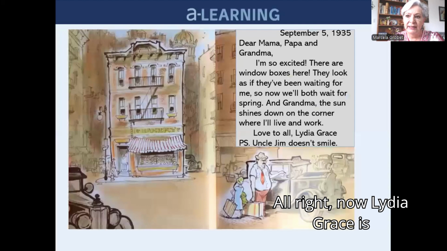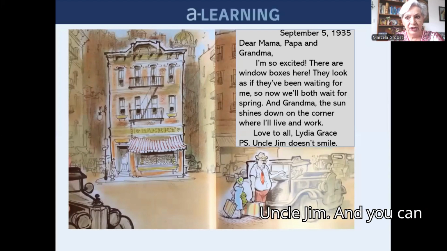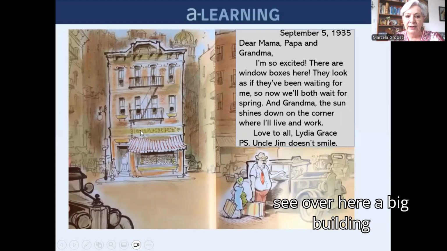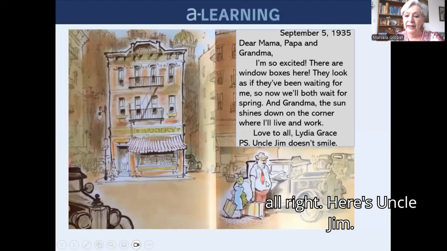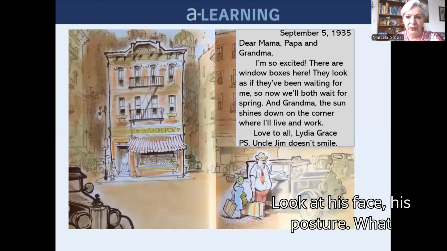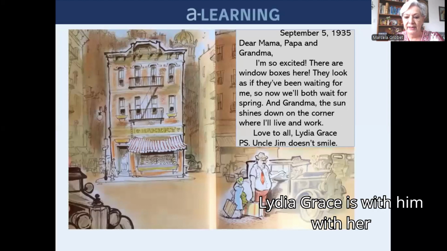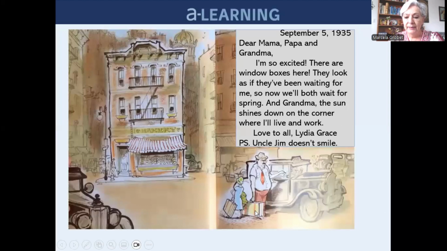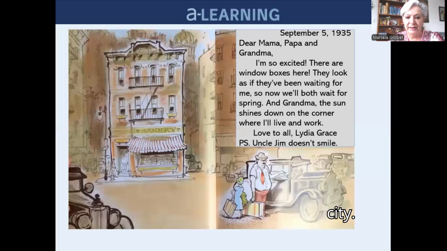All right, now Lydia Grace is in a city. She has arrived with Uncle Jim, and you can see over here a big building with a bakery in the bottom on the ground floor. Yes. All right. Here's Uncle Jim. Look at his face, his posture. What kind of person do you think he is? Lydia Grace is with him, with his luggage, ready to start her new life in the city.